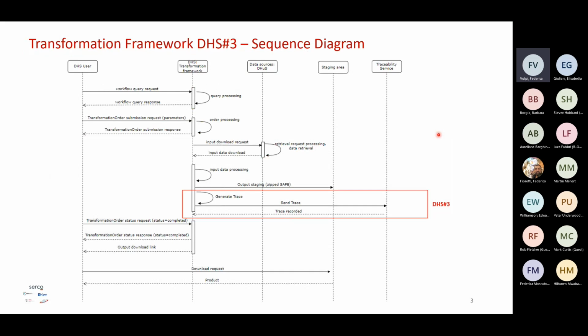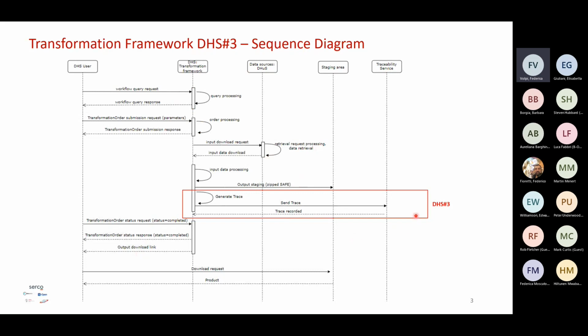This sequence diagram depicts what we have seen for the DHS2 and the new enhancement for the DHS3. A user chooses a workflow and submits a specific request for transformation on an input product. The process will end with an output product that is put in a staging area. And so far, in the DHS2, the user is able to download the output product thanks to a download link that is returned to the user.